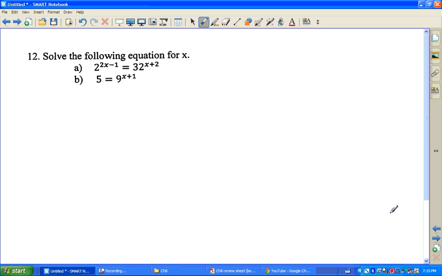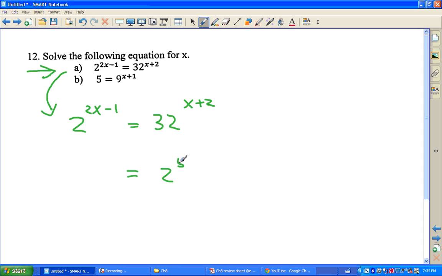Here are a couple of simple exponent problems, and by simple I don't mean easy, but they're pretty straightforward if you follow along. Whenever I have variables in an exponent like this first one, 2 times 2^(2x-1) equals 32^(x+2), the first thing I'm looking to do is simplify. If I can set these exponents equal to each other, that'd be nice. And I notice that 32 is a perfect power of 2. In fact, it's 2 to the 5th.